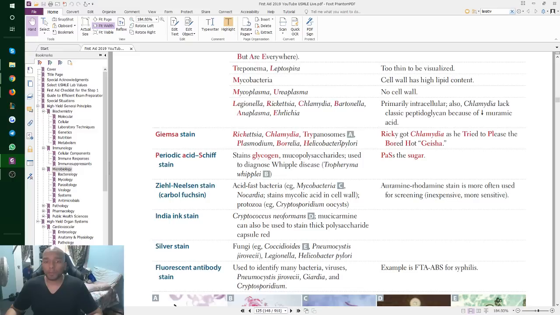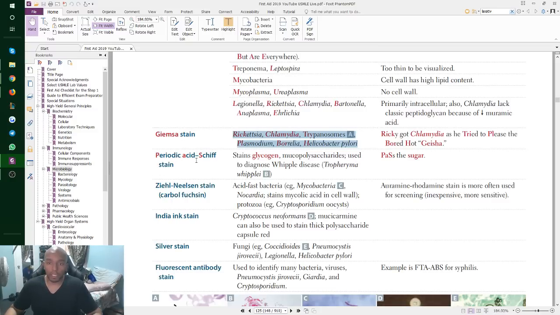Plasmodium, Borrelia, and H. pylori. So not really something that you definitely need to know, but it's good to remember the name. They won't show it to you as much as they'll actually tell it to you. They'll tell you something became more visible after using Giemsa stain.